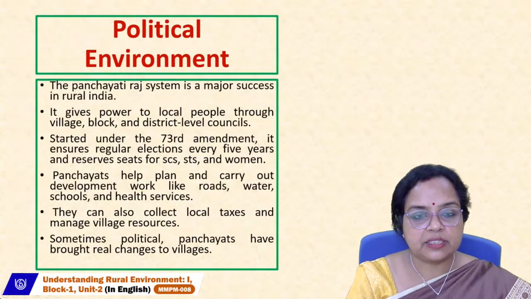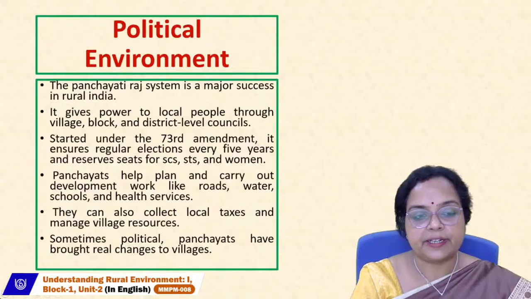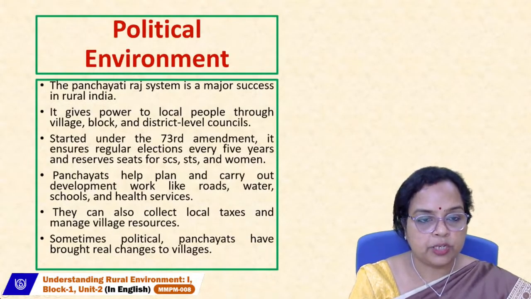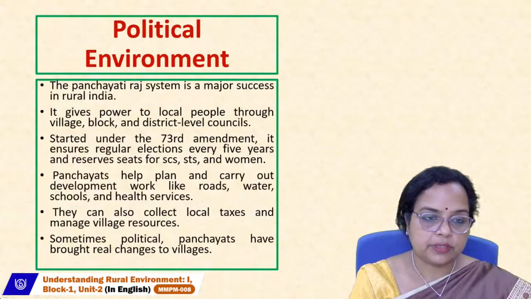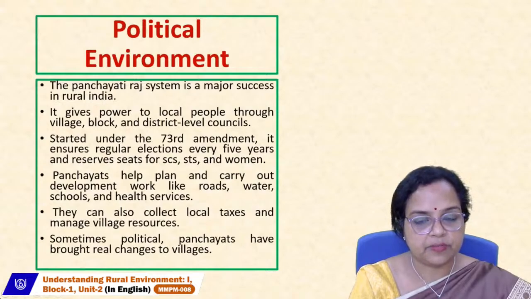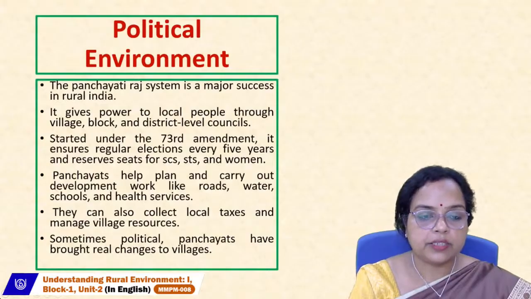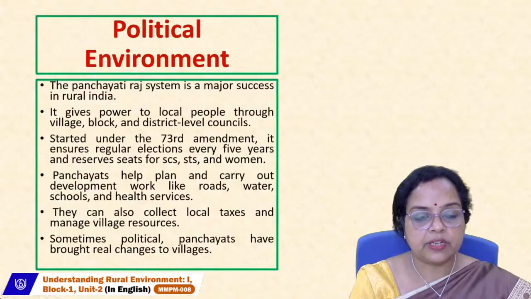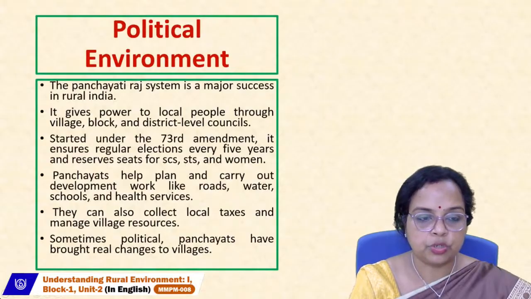The Panchayati Raj system is a major success in rural India. It gives power to local people through village, block level, and district level councils. It was started under the 73rd Amendment. It ensures regular elections every 5 years and reserves seats for SC, ST, and women candidates. Panchayats help plan and carry out development work like road construction, water availability, school opening, and health services in villages.